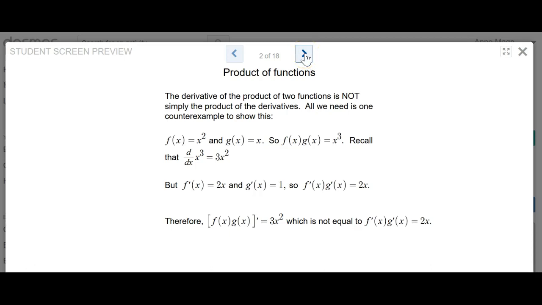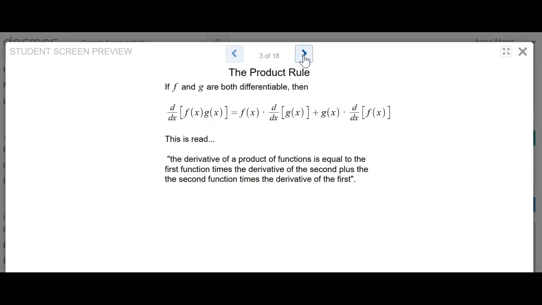So we have to remember a special rule. If f and g are both differentiable, then the derivative of the product is equal to one of the original functions times the derivative of the other function, plus the other function times the derivative of the first function.